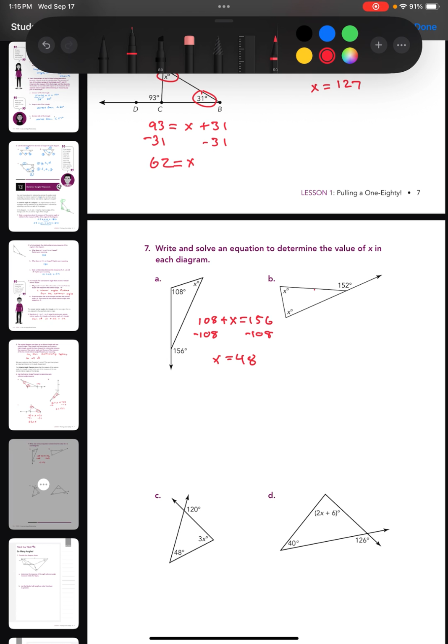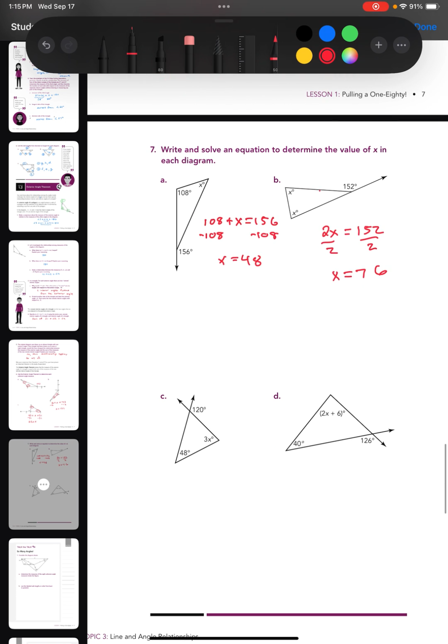Okay, I would pause and try the last 3, unpause, and then see if your answers match up with what I am getting. Okay, B is a little different. We got x plus x, which would give us 2x equals 152. So our one step to solve this is going to be slightly different. We're going to divide by 2, and that gives us 76 degrees.